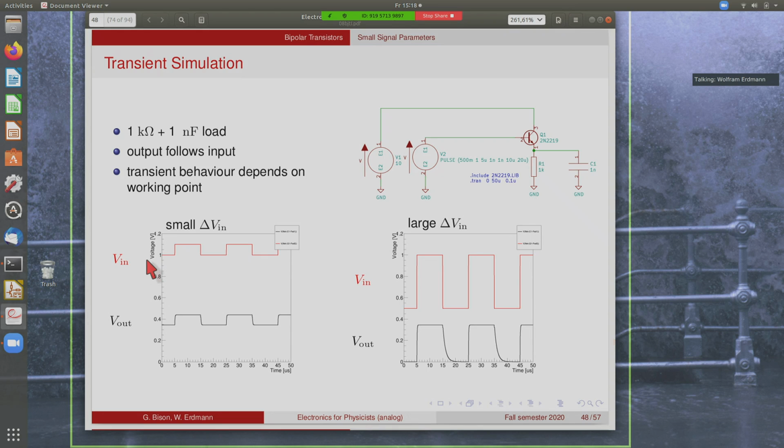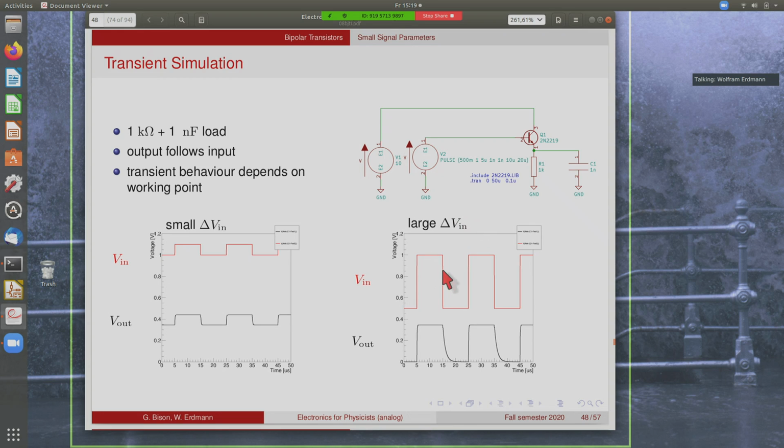So let's take a look at that. We simulated here an emitter follower. Now we have a resistor of 1 kilo ohm, the same transistor here, and a 1 nanofarad load, which is a relatively large capacitor. We simulated not in DC, but in time. If we apply a small signal change at the input, varying between 1 volt and 1.1 volt, we see that the output follows the input nicely and very fast, but shifted down by 0.7 volts.